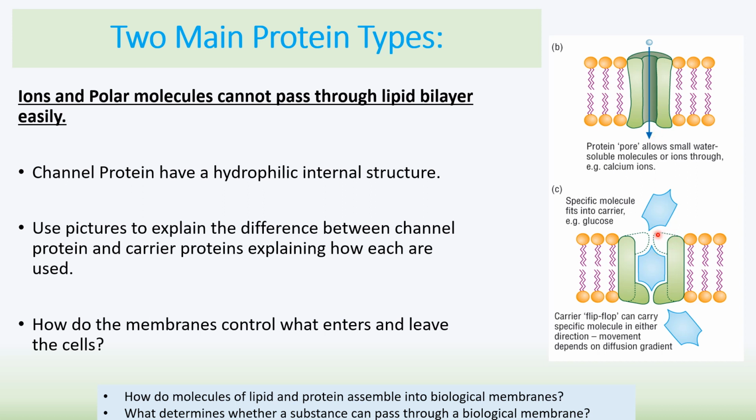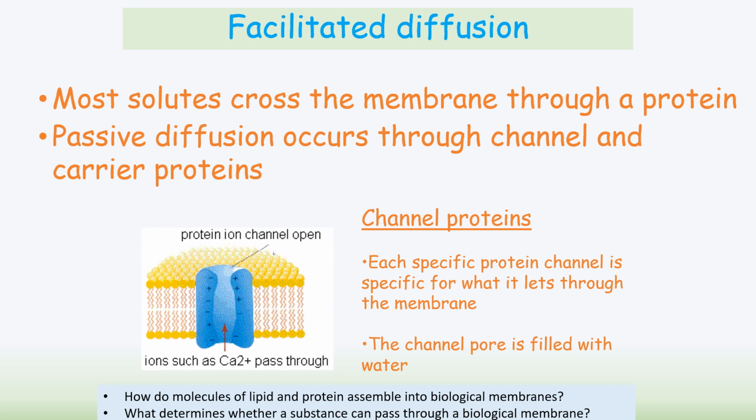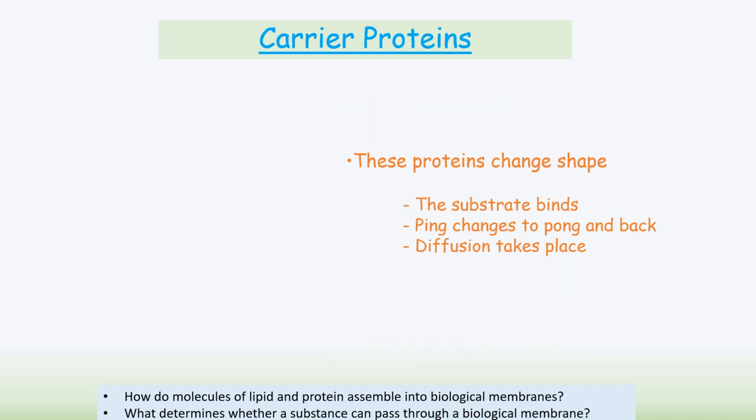The carrier proteins then allow molecules to go in and change shape, using just the natural movement of the membrane, so they don't use energy and just facilitate that diffusion. That's for large molecules such as glucose. Most solutes, most things that dissolve, will travel through the membrane through proteins, and it is diffusion as it doesn't involve energy. Each protein channel is specific and will only allow certain things to go through.